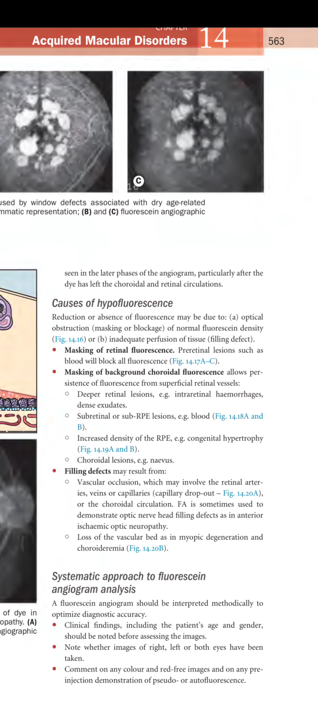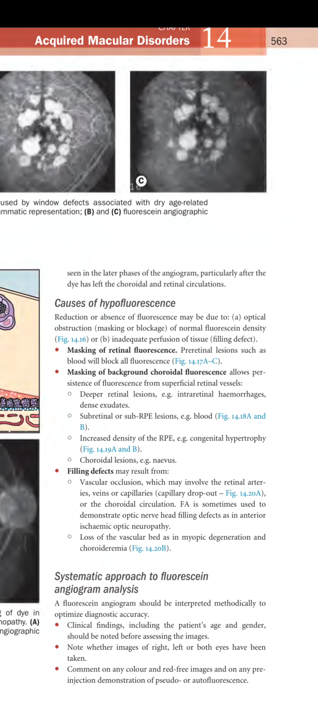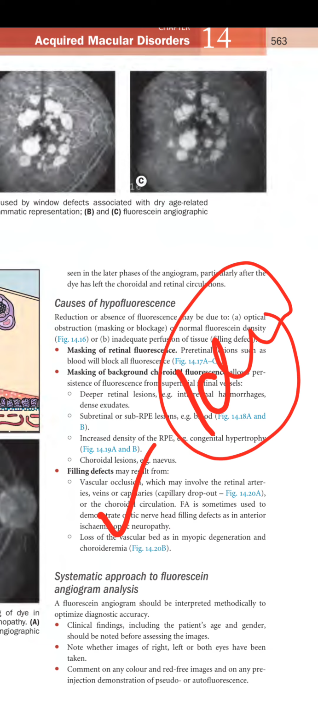So, a systematic approach to fluorescein angiography analysis. A fluorescein angiogram should be interpreted methodically to optimize diagnostic accuracy. Clinical findings, including patient age and gender, should be noted before assessing the image. So first, identify the patient name, age and gender. Note whether images of the right, left, or both eyes have been taken. Comment on any color or red-free image, or on any pre-injection demonstration of pseudofluorescence or autofluorescence.